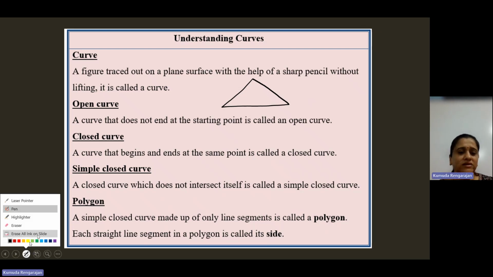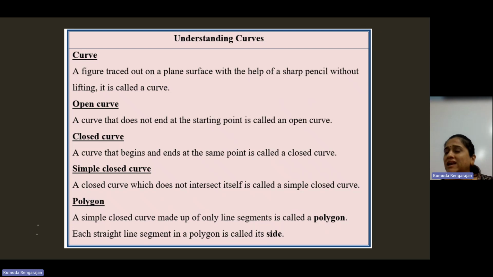So you know many polygons. A triangle is a polygon. A quadrilateral is a polygon. A pentagon is a polygon. Hexagon, heptagon, octagon, nonagon, decagon. All these are simple closed curves made up of line segments.